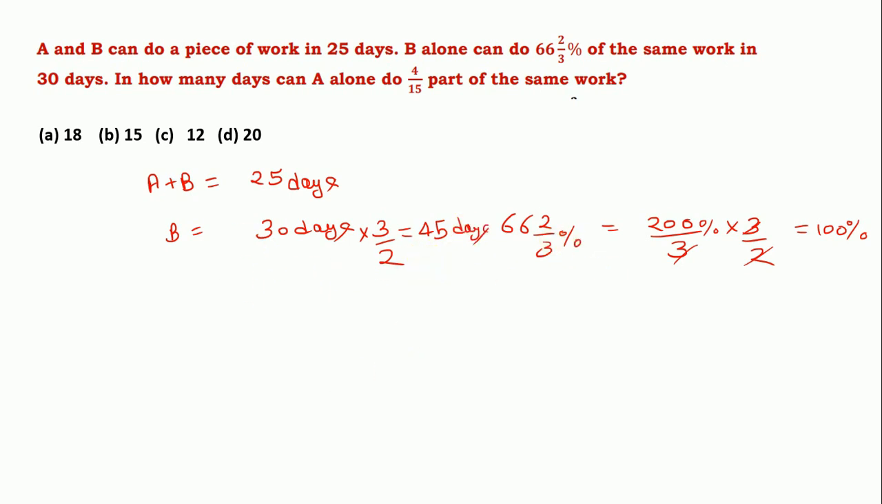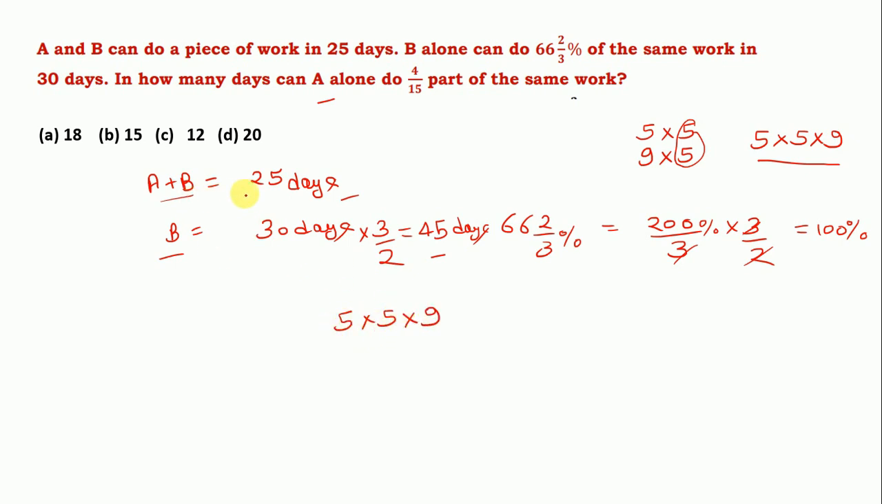Now we have to find the efficiency of A plus B, B, and A. For that, take the LCM of 25 and 45, and by taking the LCM we can calculate the total unit of work. For taking the LCM, break down 25 as 5 into 5 and 45 as 9 into 5. So 5 will be common here, and the LCM will be 5 into 5 into 9. This is the total unit of work.